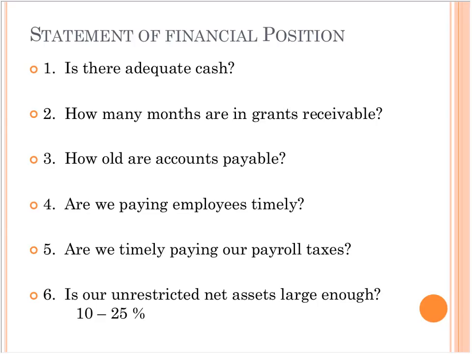And finally, is our unrestricted net assets large enough? Now, of course, this is a value question and it's hard to tell, but the general rule of thumb is it would be nice to have 10 to 25% of your annual expenditures in unrestricted net assets.